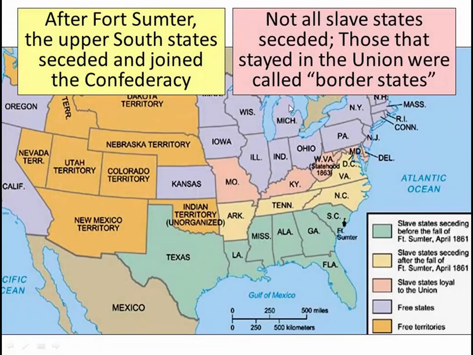So what you have here is kind of a map outlining what's happening. After Fort Sumter, the upper South states seceded and joined the Confederacy. So the original 7 states are right down here, South Carolina being the first. Then these 4 states decided to leave after the fighting began. Interestingly enough, these are what we can refer to as the border states. So you have Delaware, Maryland, West Virginia actually left in 1863, Kentucky, and Missouri. These are states that actually had slaves that stayed with the North. They stayed loyal to the North, and therefore they will be referred to as border states throughout the war.